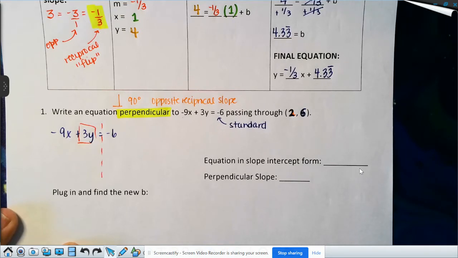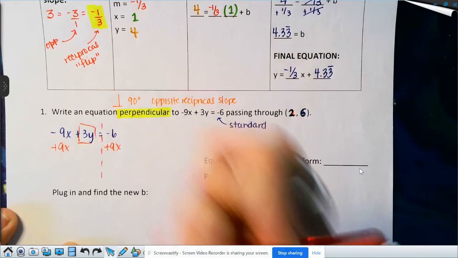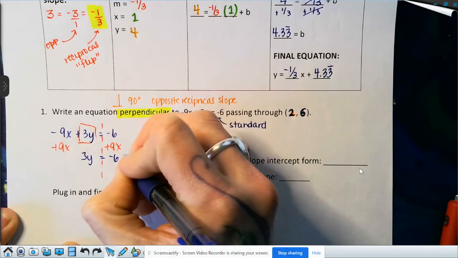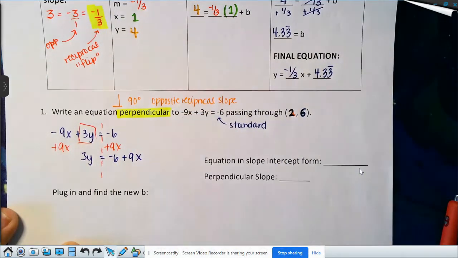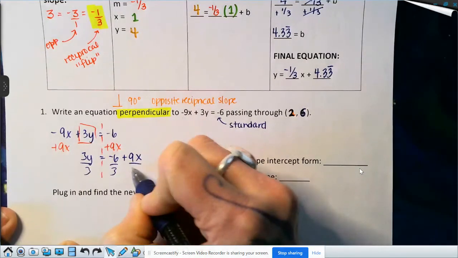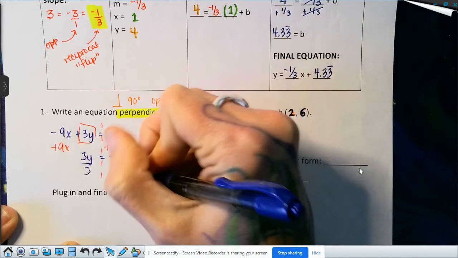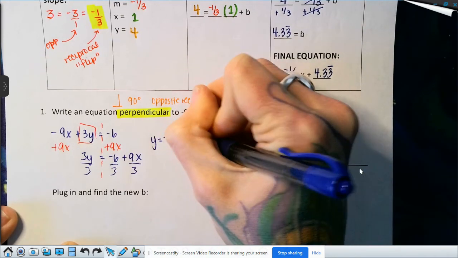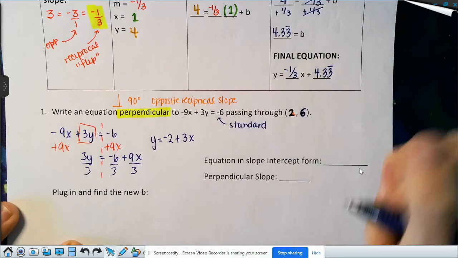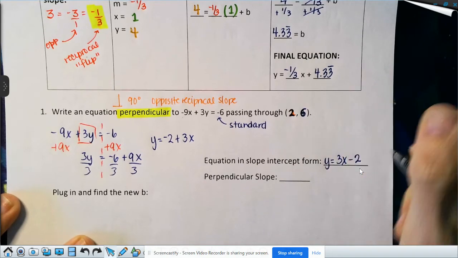We got this. So we're going to add 9x to both sides. So we have 3y equals negative 6 plus 9x. We're going to divide everything by 3 just like we did before. So y equals negative 2 plus 3x. So again, you want the opposite reciprocal of that 3. So in slope-intercept form it is y equals 3x minus 2, just so we have everything in the right place.